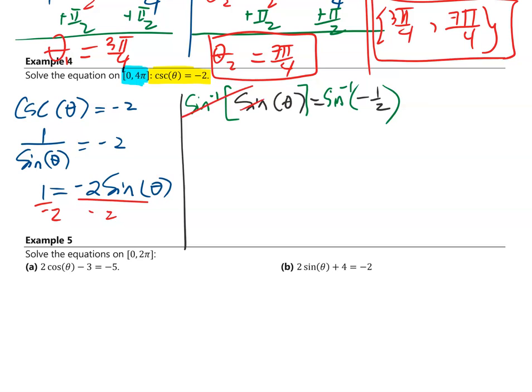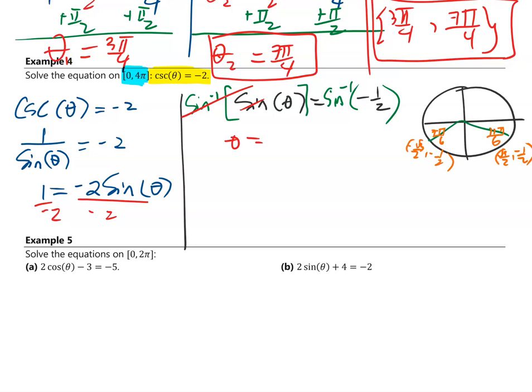So that we have theta is equal to inverse sine of negative 1/2. Again, let's use our unit circle. We have negative 1/2 for 7 pi over 6 and 11 pi over 6. So that's why we have here the first one 7 pi over 6 and the second 11 pi over 6.